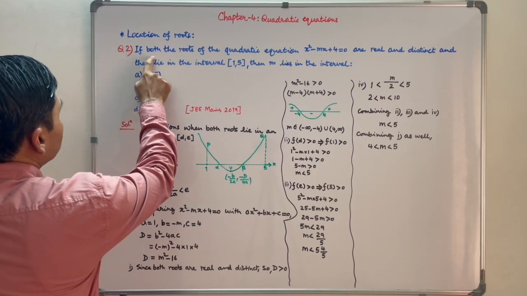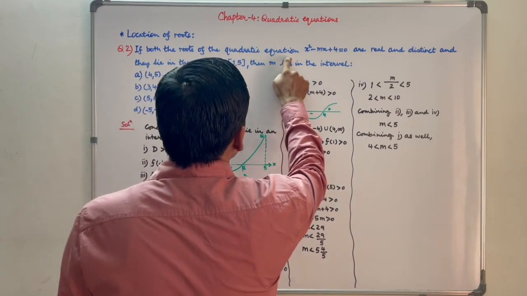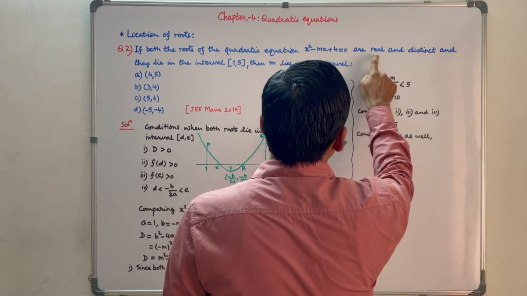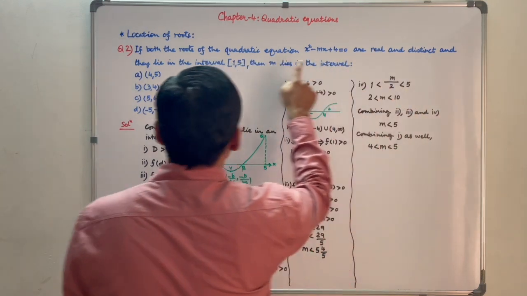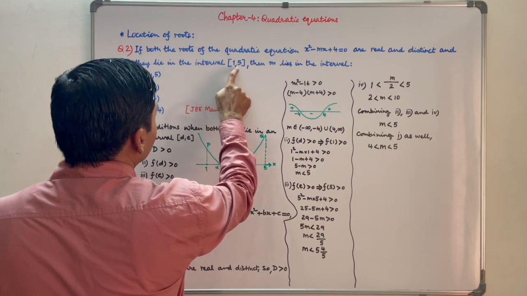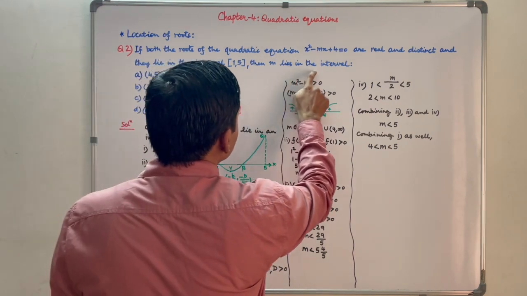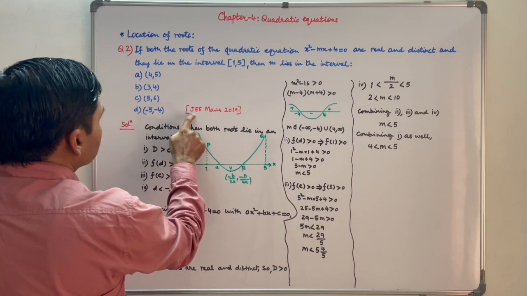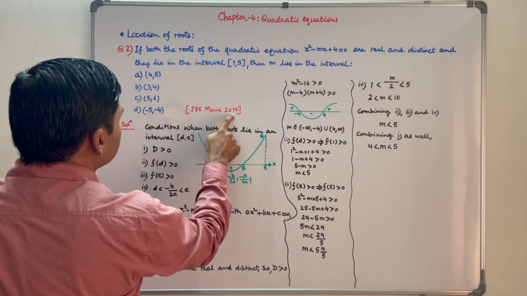Second question, if both the roots of the quadratic equation x square minus mx plus 4 is equal to 0 are real and distinct and they lie in the interval (1, 5), then m lies in the interval. These are the options given. This question was asked in JEE Mains 2019.